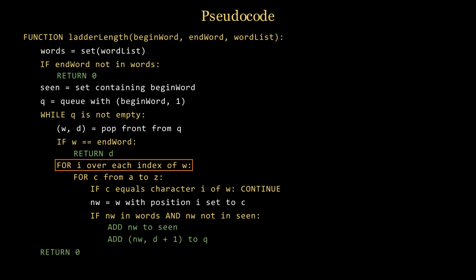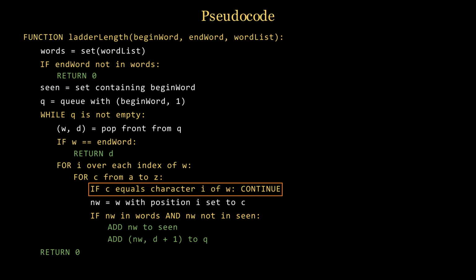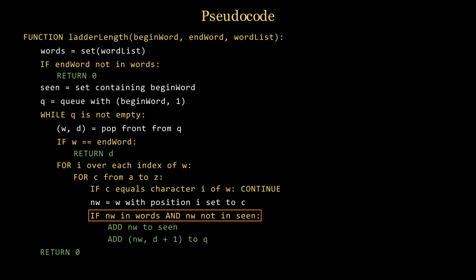Otherwise try every index I in W. For each letter C from A to Z, skip when C matches the existing letter at I. Build NW by substituting C at position I. If NW is a valid dictionary word and not yet seen, mark NW as seen. Enqueue NW with distance D plus 1. If the queue empties without returning, return 0.